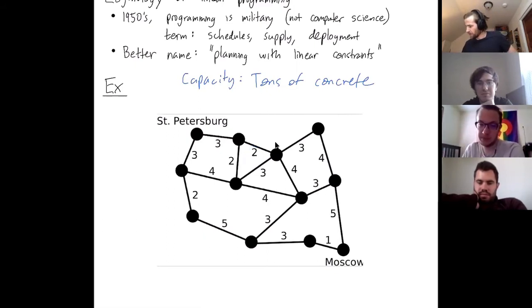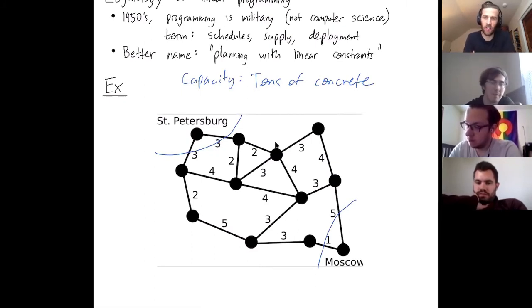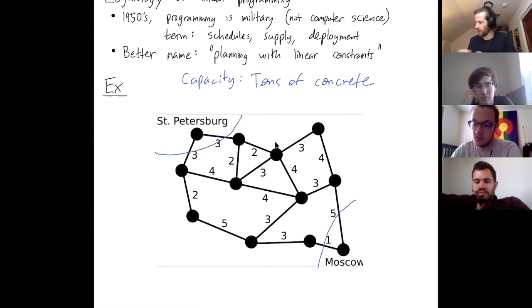No more than 6. Lander's realizing that because, out of St. Petersburg, you can only have 6 tons that leave any day. Or alternatively, into Moscow, you could only have 6 tons of concrete that come in. So what I've really drawn here is actually a cut. And there's a duality between max flow and min cut that maybe you've heard about. And that's a particular example of the duality of linear programming that we'll see later in this class.